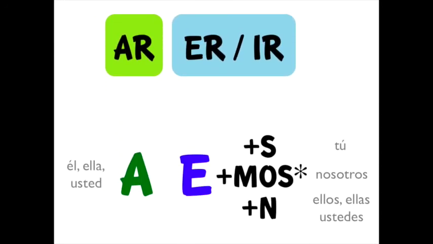So, our key sounds a, e, can be combined with s to give us the you form, n to give us the they or the you plural form, and mos to give us the we form, remembering that for IR verbs we will have imos, not emos. We've missed out one final form of the verb, arguably the most important. To talk about what I do, our verbs are going to end in o. So the yo form almost always ends in o.